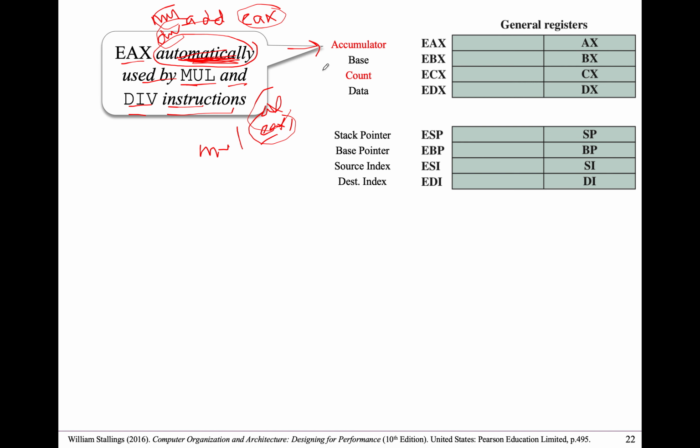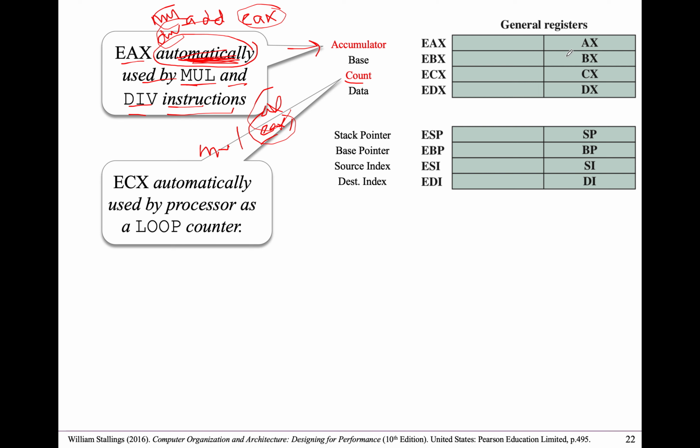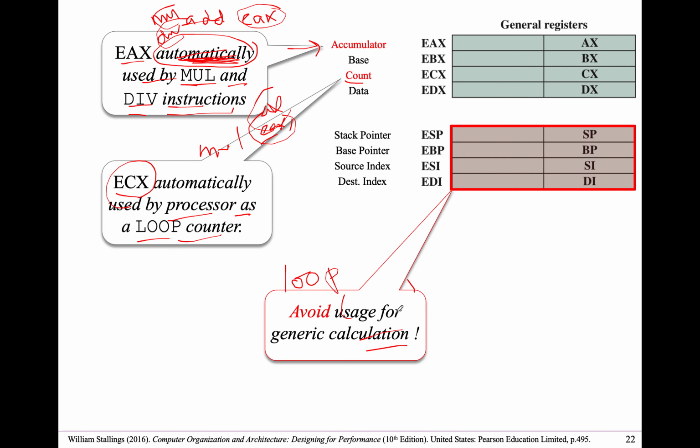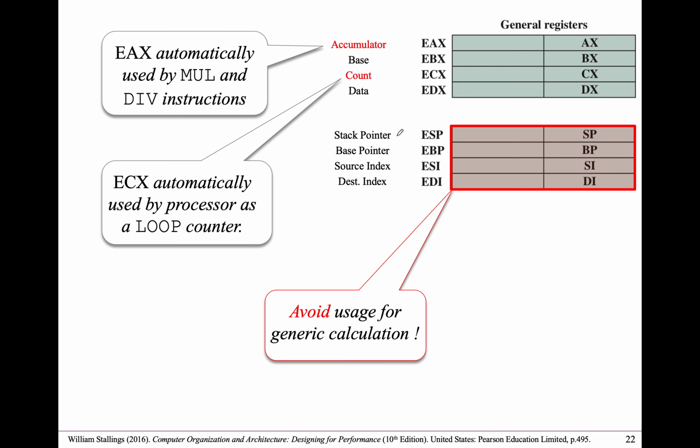So this one is the accumulator, and this is the counter, CX and also ECX. ECX is automatically used by the processor as a loop counter. If you have loop code, you automatically use the ECX register. Avoid using these for generic calculations. So this one is not used for generic calculations.